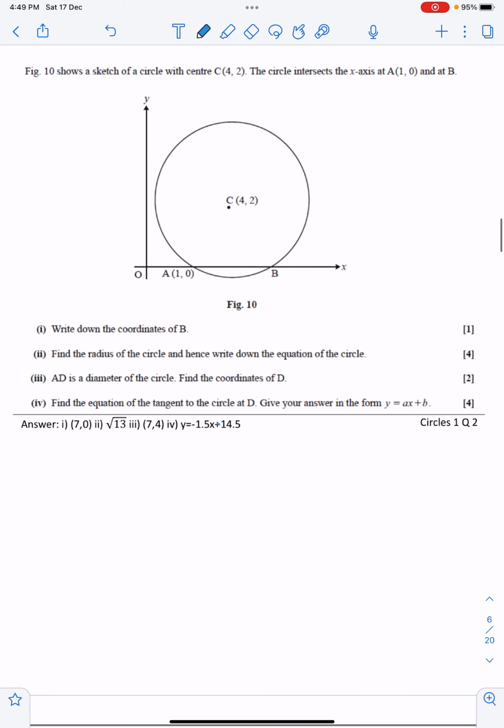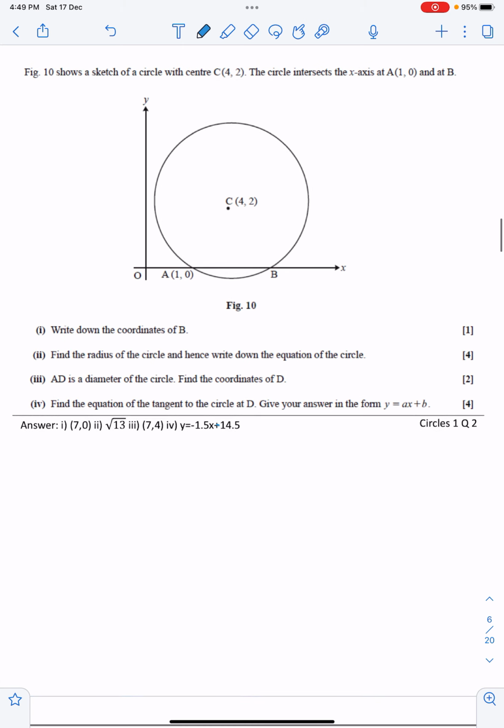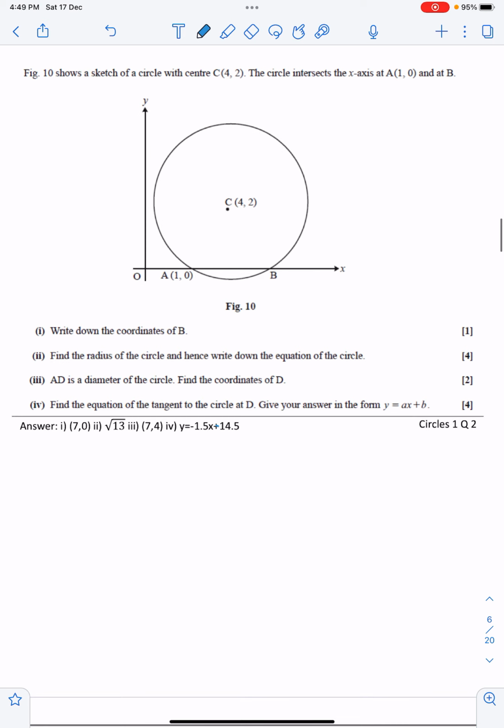It shows a sketch of a circle with center 4 comma 2. The circle intersects the x-axis at A, 1 comma 0, and at B. Write down the coordinates of B. You want to find the coordinates of B. The center of the circle is given and the coordinates of A are given. That means we can easily find the radius of the circle. Once we get the radius, we can find the equation of the circle.